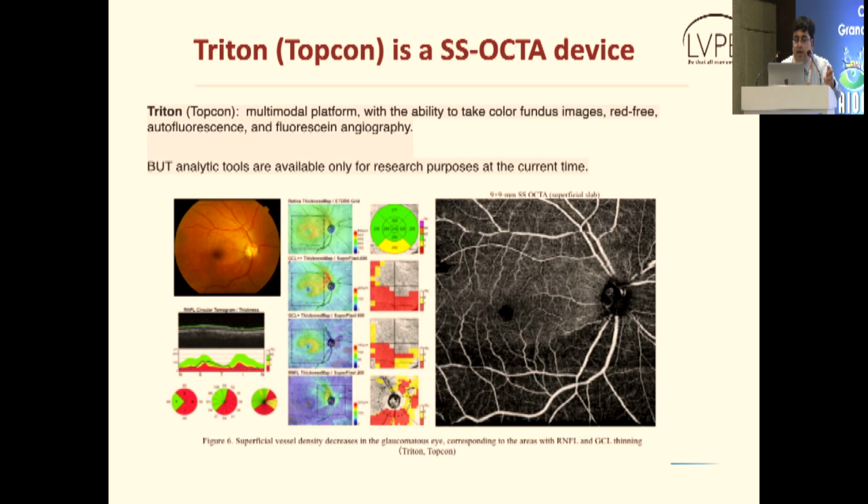Now, coming to Triton, Triton gives you the advantage that it also adds color fundus imaging, red free and autofluorescence, and in some models fluorescein angiography along with the SS-OCTA device, and it's a swept source. So swept source means deeper penetration. You tend to evaluate the choroidal vasculature and choroidal thickness a little better with the SS-OCTA system.